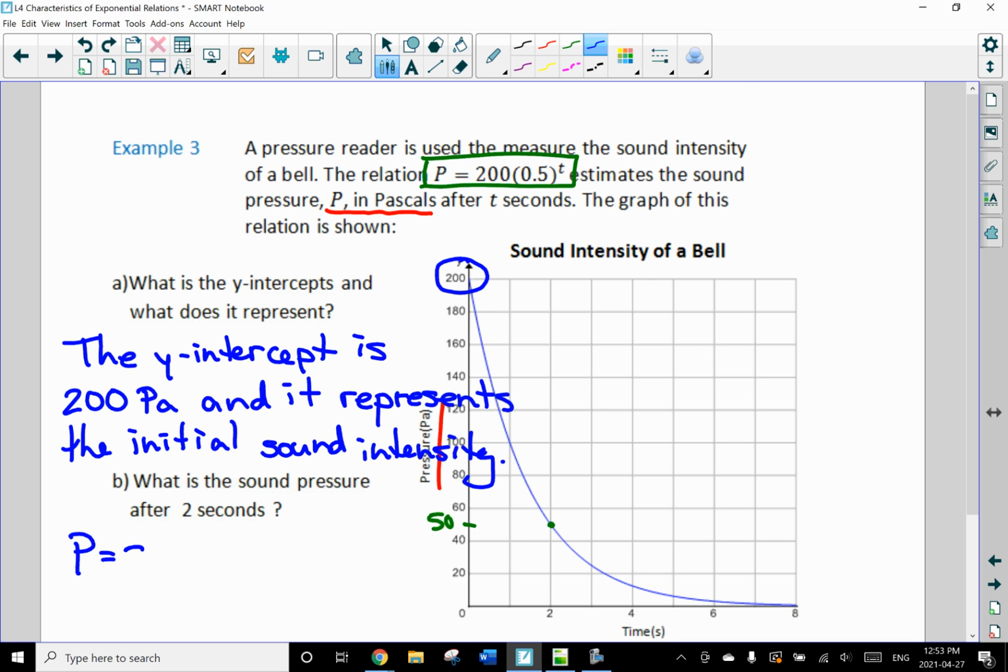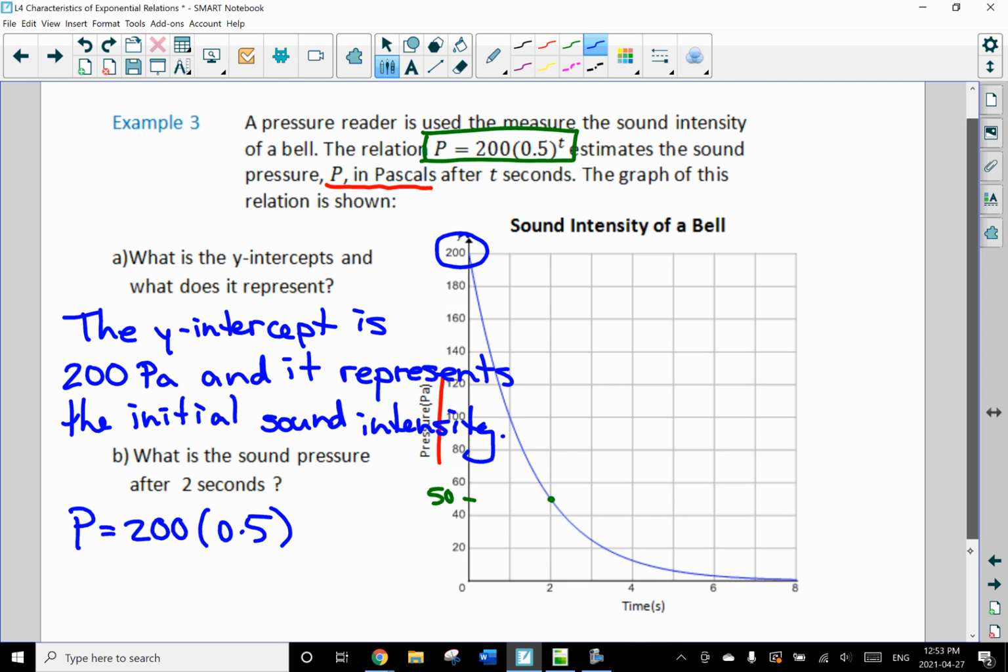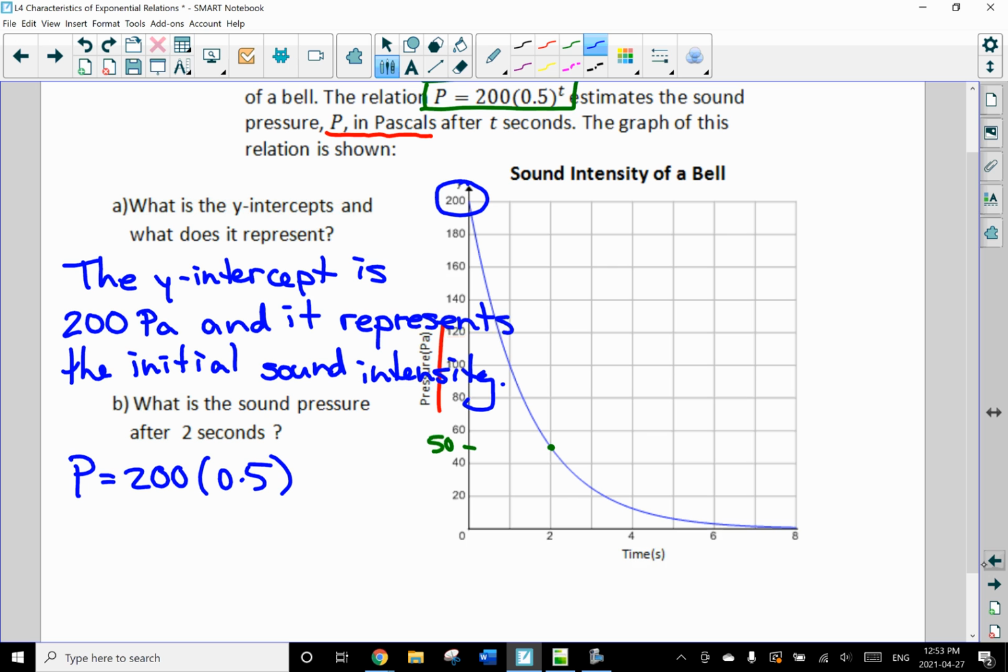So the pressure is going to be 200 bracket 0.5. And remember, 0.5 is the same as 1/2, which means that the base of this exponential graph is a fraction, which shows that it's decay. So all of that makes sense. All of the rules are going through the way we would want them to. And then remember, if we're raising to an exponent, you've got to use the little hat button. And we are going for 2 seconds. So 200 bracket 0.5 close bracket raised to the 2.